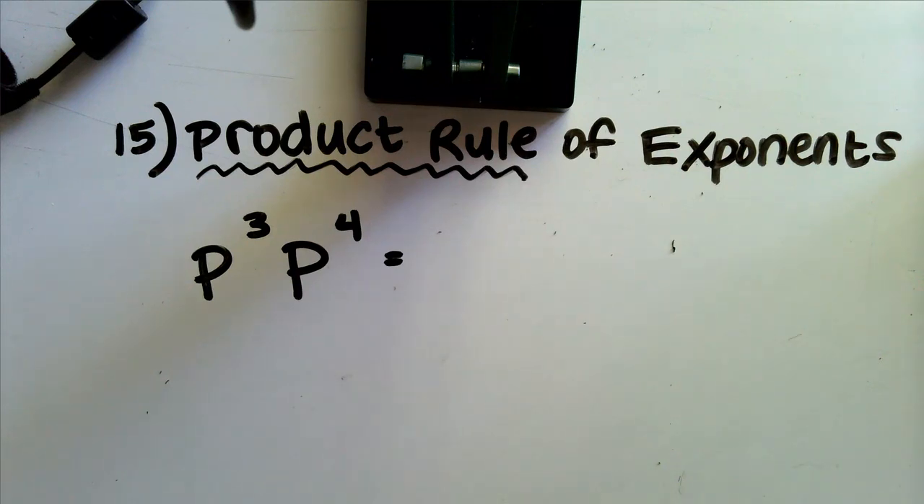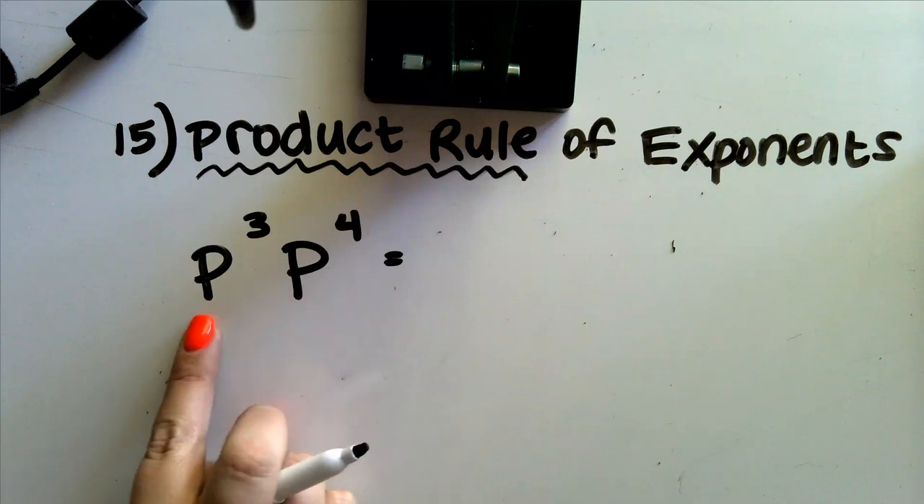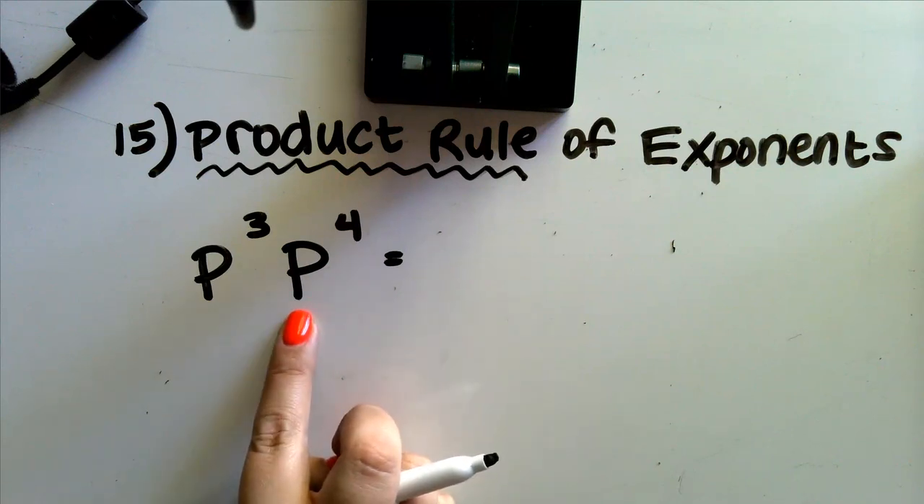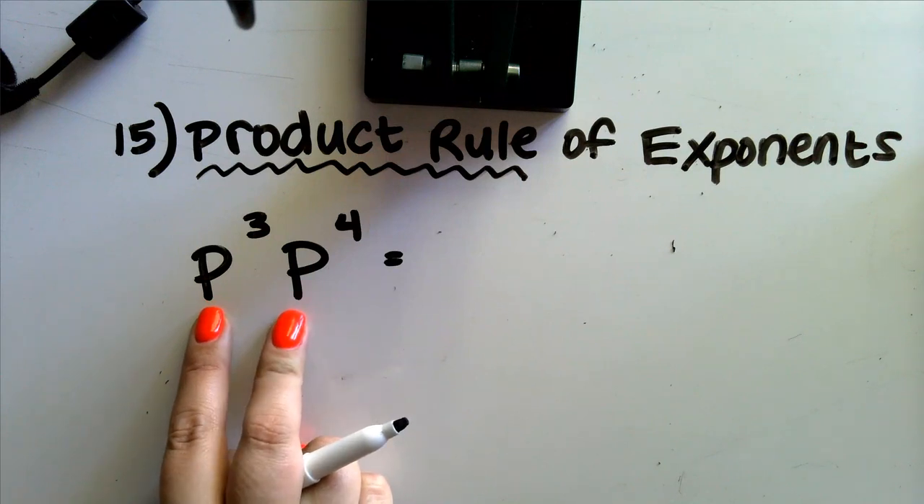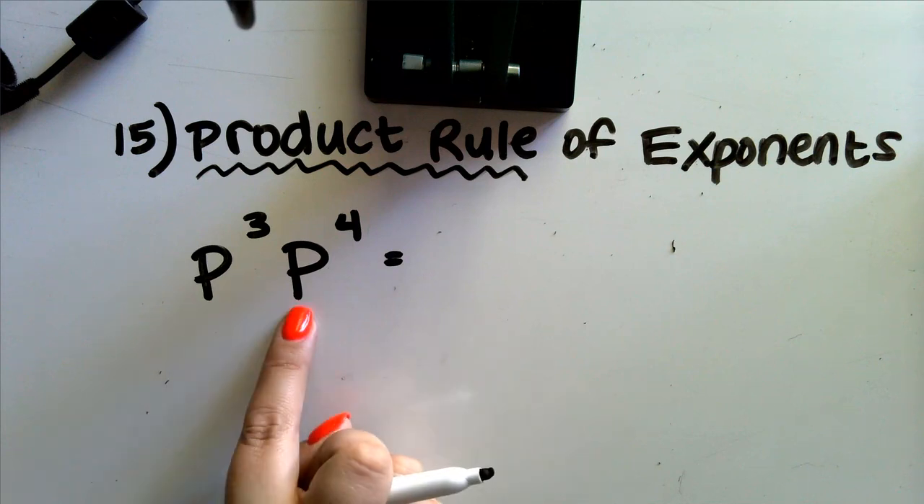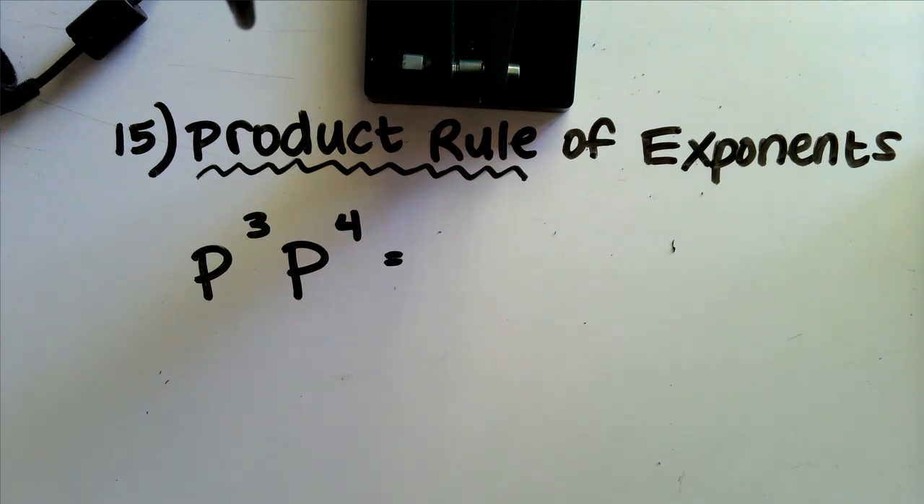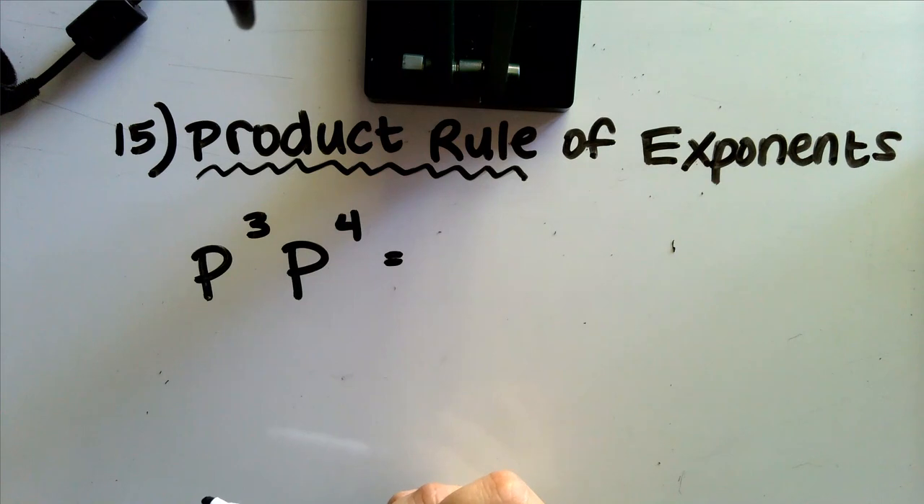What I want us to notice here, first of all, is that we are multiplying together two things: p to the third times p to the fourth. What I also want us to notice is that both terms, p to the third and p to the fourth, have the same base, p. Okay? So let's expand this out. We remember that an exponent is how many times you multiply this base by itself.